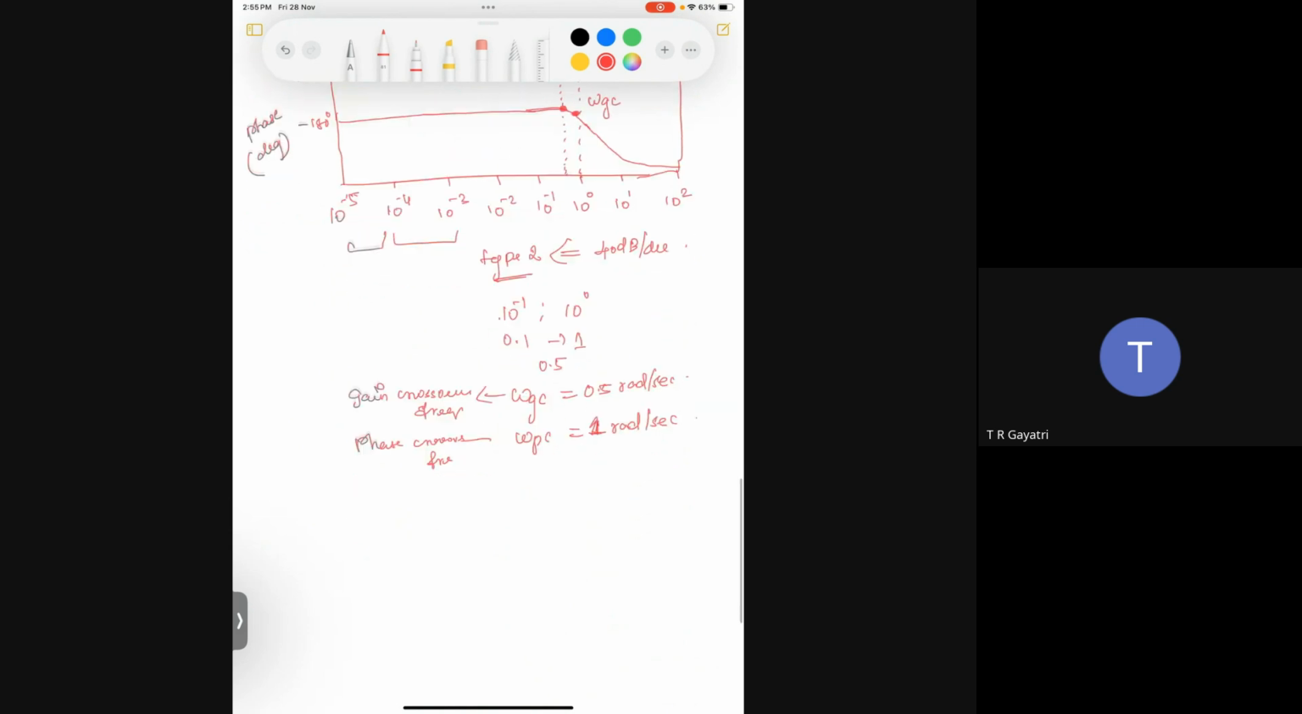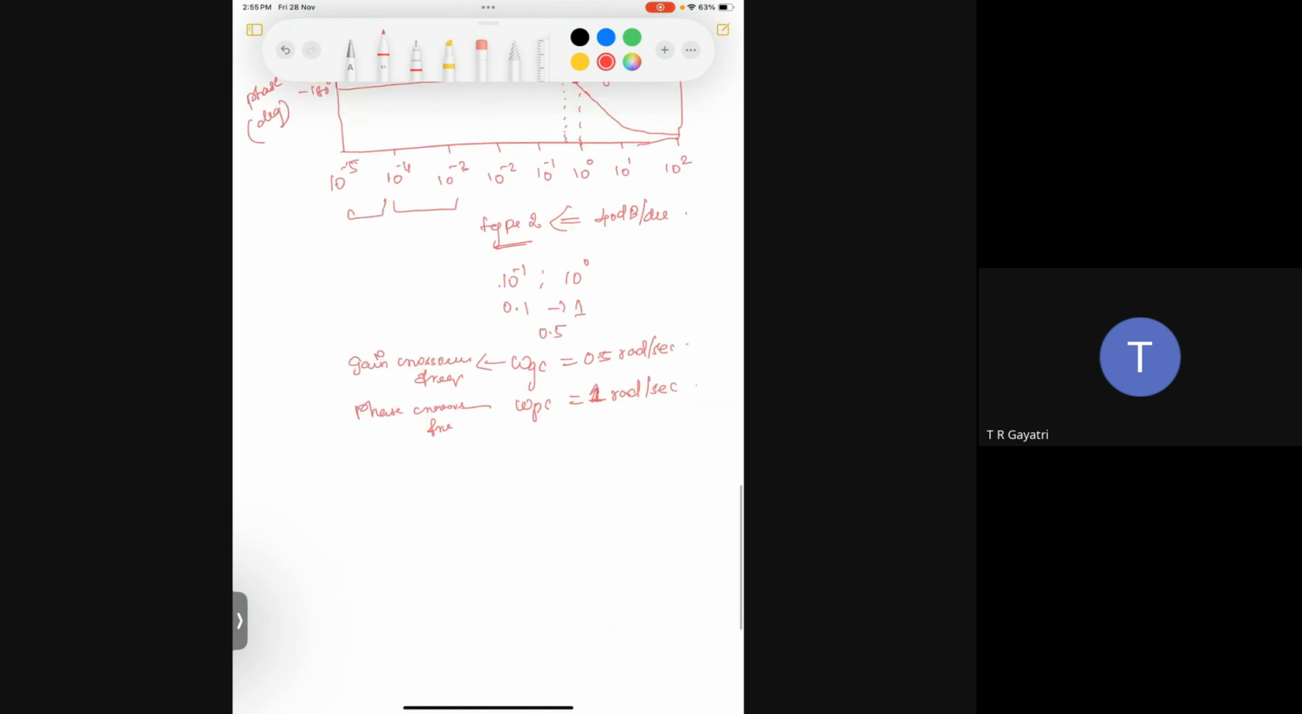So from the initial slope, we can say it's a type 2 system. With that, we can ensure that two poles are there at the origin, right? The partial transfer function will look like this. That's why the type of the system is two.